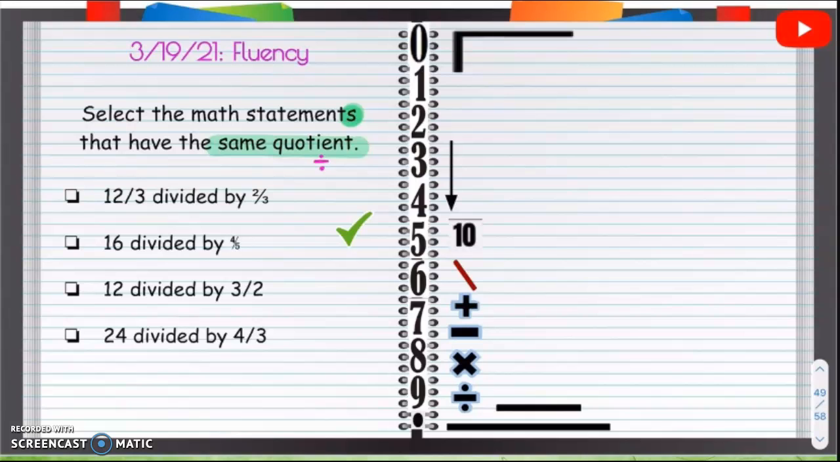So remember, we're going to have the keep, change, flip. Kentucky Fried Chicken with a twist. The KCF. Keep, change, flip. So instead of Kentucky Fried Chicken, it's Kentucky Chicken Fried. So we're going to keep, change, flip. First one, 12 thirds. So we have 12 thirds divided by 2 thirds.